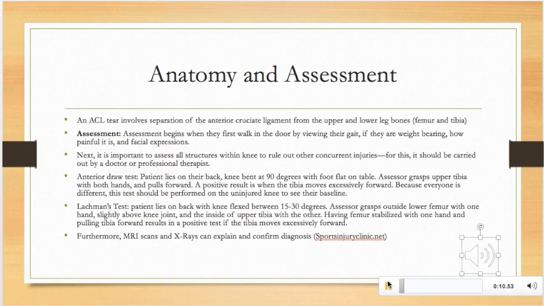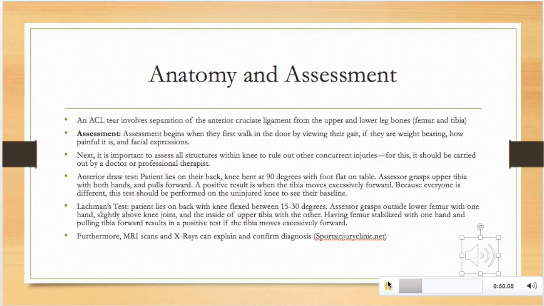In order to assess this, you want to watch them walking in the door, if they are weight-bearing. Depending on how painful it is, their facial expression, it's pretty much the same assessment that goes along with the lateral ankle sprain, all in regards to not touching them, but simply observing how they are handling the pain. It's important to assess how active they are and how this injury occurred, based on how you're going to go about treating it and if surgery is necessary or if they can go ahead and go with a physical therapy route, depending on how active they are.